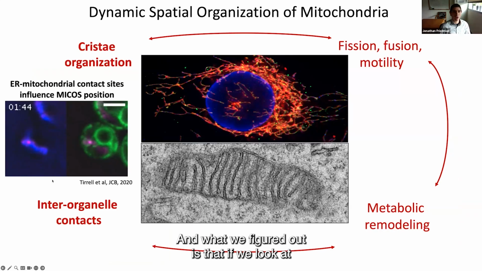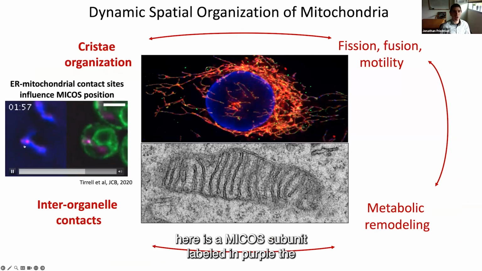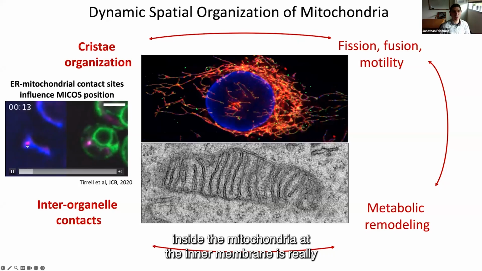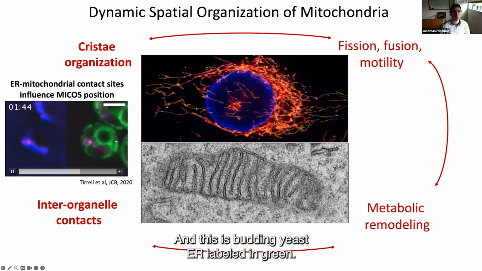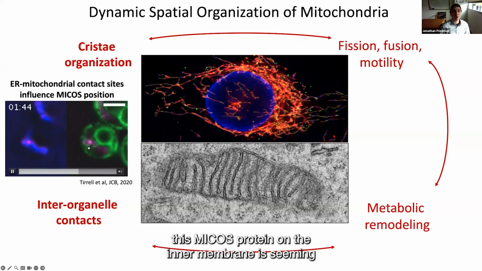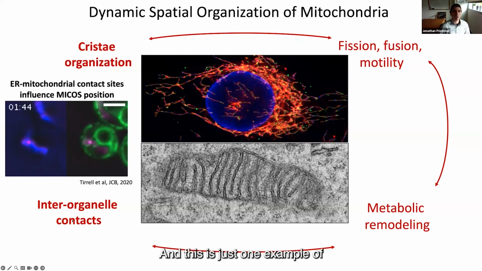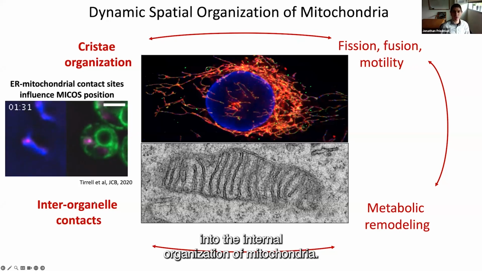What we've figured out is that if we look at where they localize within the mitochondrial network, here is a MECOS subunit labeled in purple, and the mitochondrial network is in blue. What you can see is that this dot inside the mitochondria at the inner membrane corresponds nicely with contacts with the endoplasmic reticulum. This is budding yeast ER labeled in green. You can see as the ER is moving around, this MECOS protein on the inner membrane seems to respond to these interorganelle contacts. This is just one example of how we think these interorganelle contacts are really tuning into the internal organization of mitochondria.